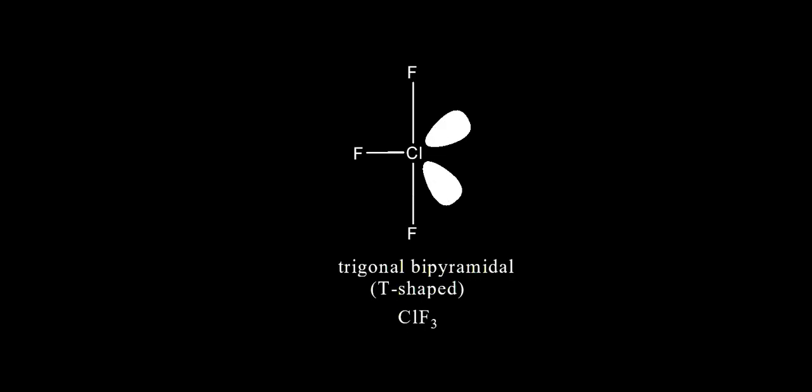Based on VSEPR theory, if I draw the structure of ClF3, that is what I get. It is trigonal bipyramidal with two lone pairs on the equatorial positions. The geometry is trigonal bipyramidal, the shape is what we call a T-shaped molecule, and there will be two lone pairs present on Cl. So the answer is 2.